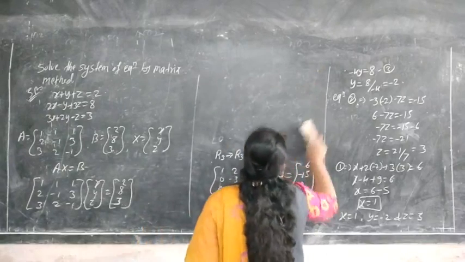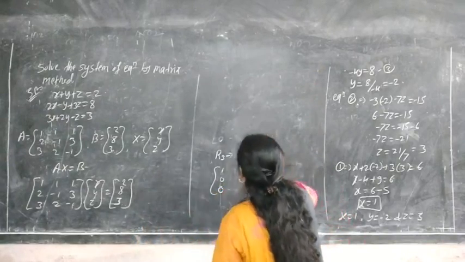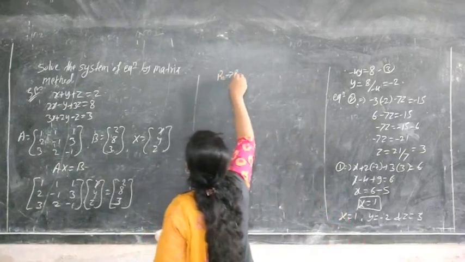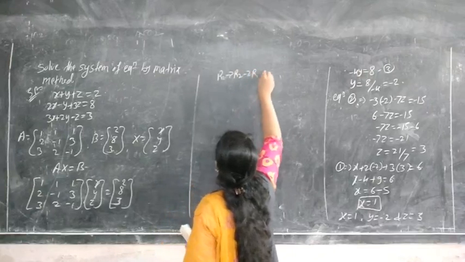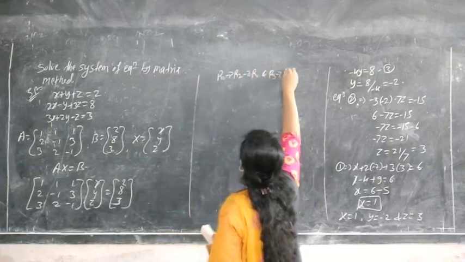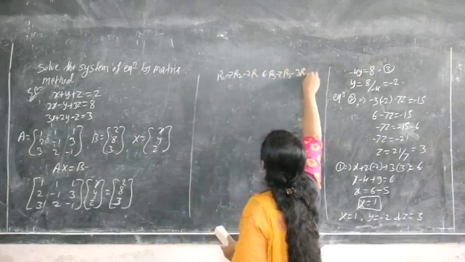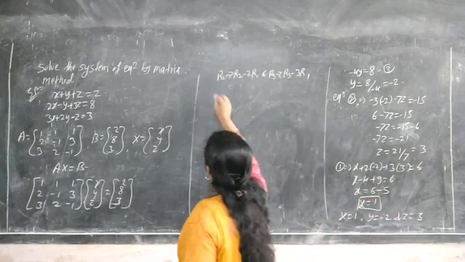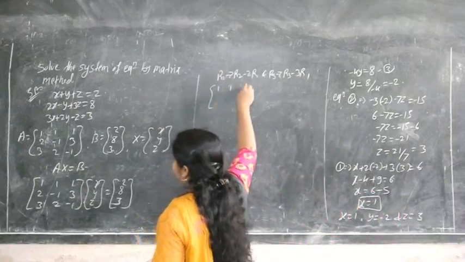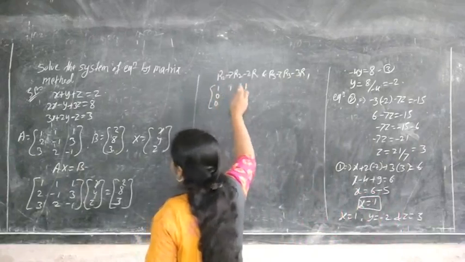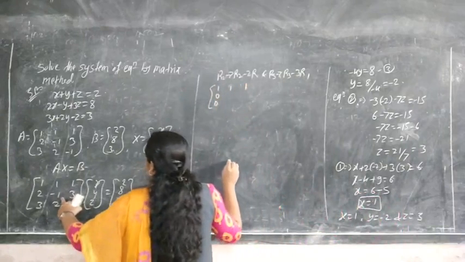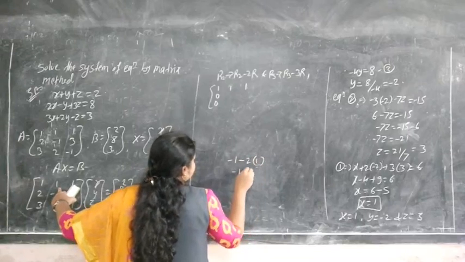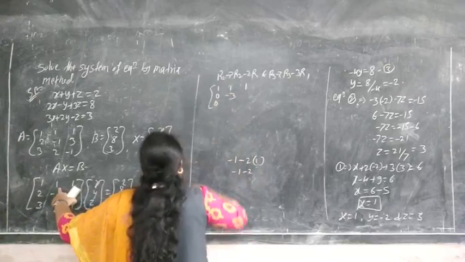So apply the transformation now. We have R2 changes to R2 minus 2 R1 and R3 changes to R3 minus 3 R1. Okay, that is the one matrix. So we will get the corresponding matrices. First row as it is: 1, 1, 1. R2 minus 2 R1, right? So here we have -1, minus 2 into the corresponding R1 entry, which is 1.